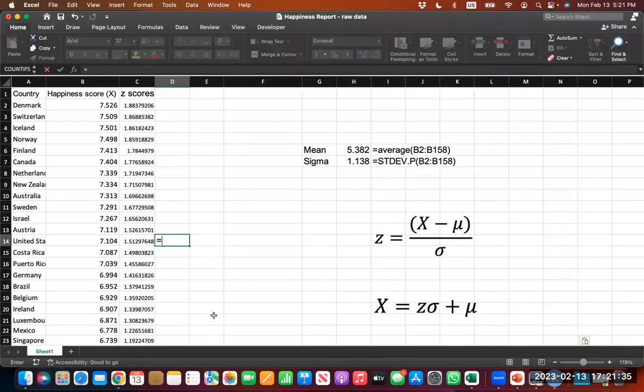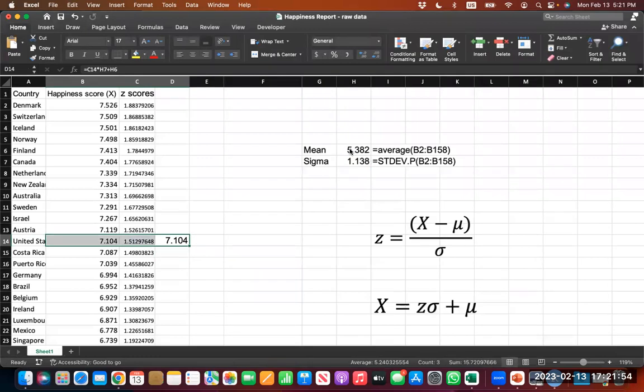I have the individual value. I have an individual z-score of 1.51, and I want to multiply this with the sigma, the standard deviation, and add the mean. I'm getting to 7.104, which is essentially the happiness score that was reported on average for the US.